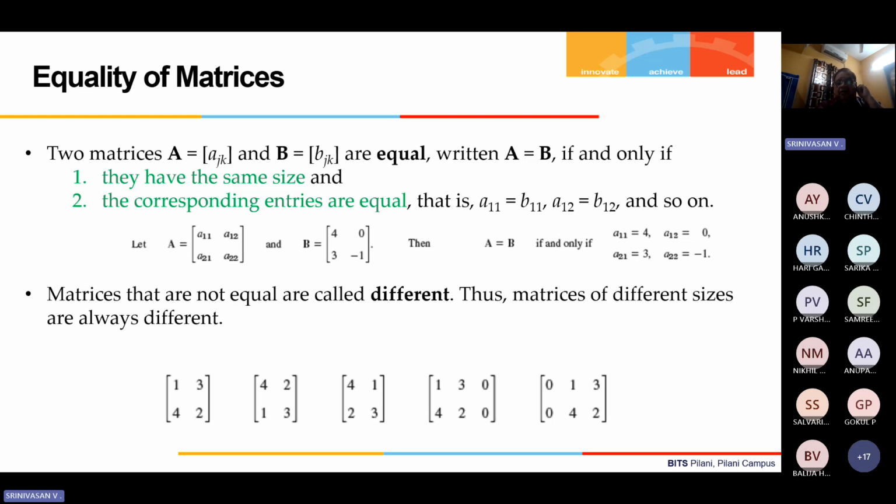Thus, matrices of different sizes are always different. Okay. So here you can see a matrix of order 2 by 2. Here also you have a matrix of order 2 by 2. But what's happening? Naturally, when they are of different sizes, they will not be equal. Even if you have matrices of the same size, but the corresponding entries are not equal, they are not equal, is it not?